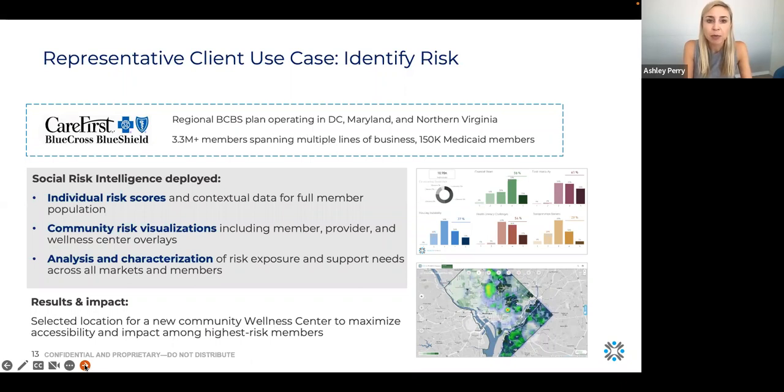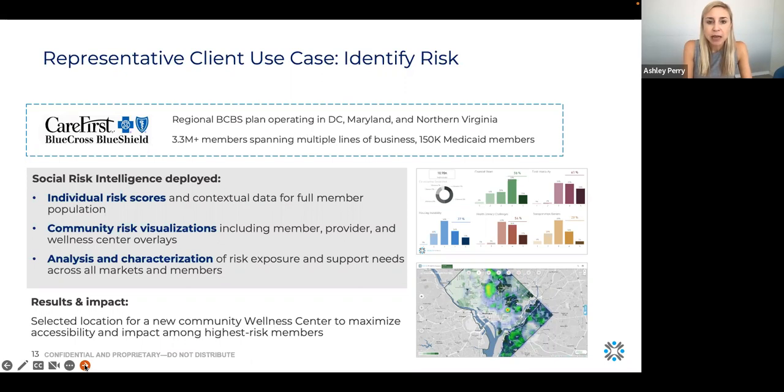So this is an example from the work that we're doing with CareFirst. For those of you who are not familiar with CareFirst, they're a regional Blues plan based here in DC. They operate in DC, Northern Virginia, and Maryland. And across those three markets, they have over 3.3 million members across multiple lines of business, including over 150,000 members in their Medicaid plan.